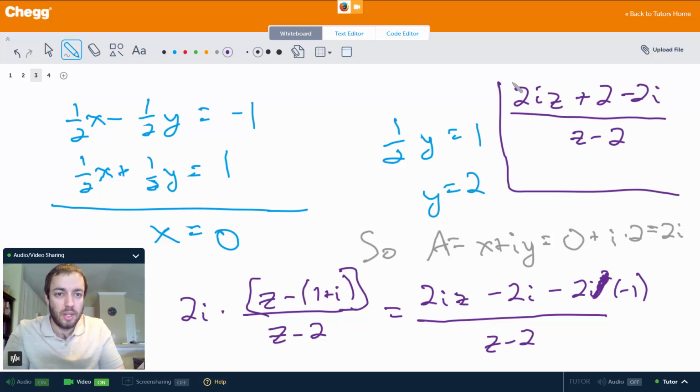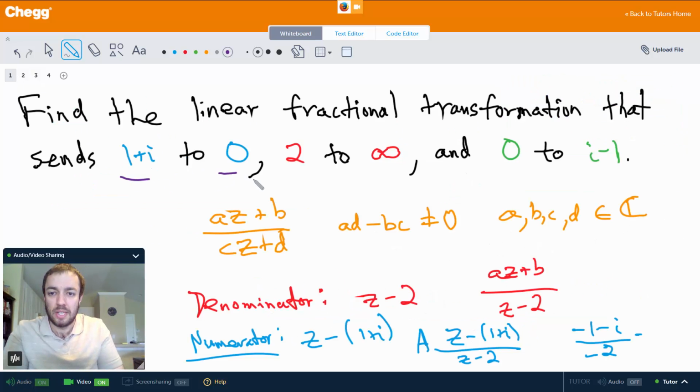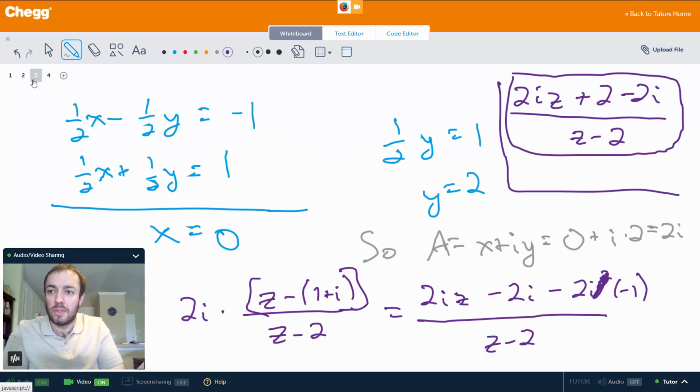Okay, so this is the linear fractional transformation that sends 1 plus i to 0, 2 to infinity, and 0 to i minus 1. All right, so this has been an example of finding a linear fractional transformation that satisfies given conditions.